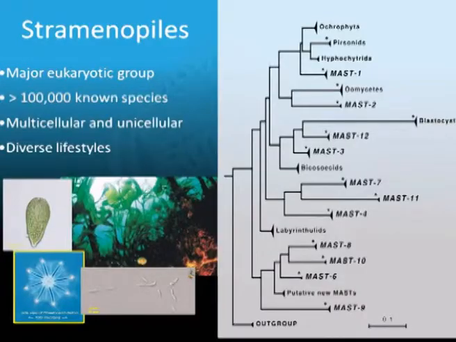Within protists, we focus on an important lineage called Stramenopiles. For instance, diatoms belong to Stramenopiles, so it might sound familiar to you. It's a major eukaryotic group. There are about 100,000 known species, multicellular and unicellular. This is a general tree, very summarized, let's say. All the photosynthetic ones are here, and this is a huge part.